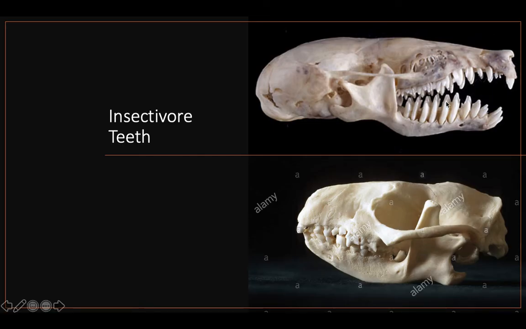So this is an eastern mole. It's terrifying looking, but it is what it is. So as you can see, a lot of the teeth are kind of shaped basically the same. Molars back here, premolars, canines, incisors in the front. And then down here we've got a hedgehog, and most of the teeth are very similarly shaped, and so they're insectivores as well.